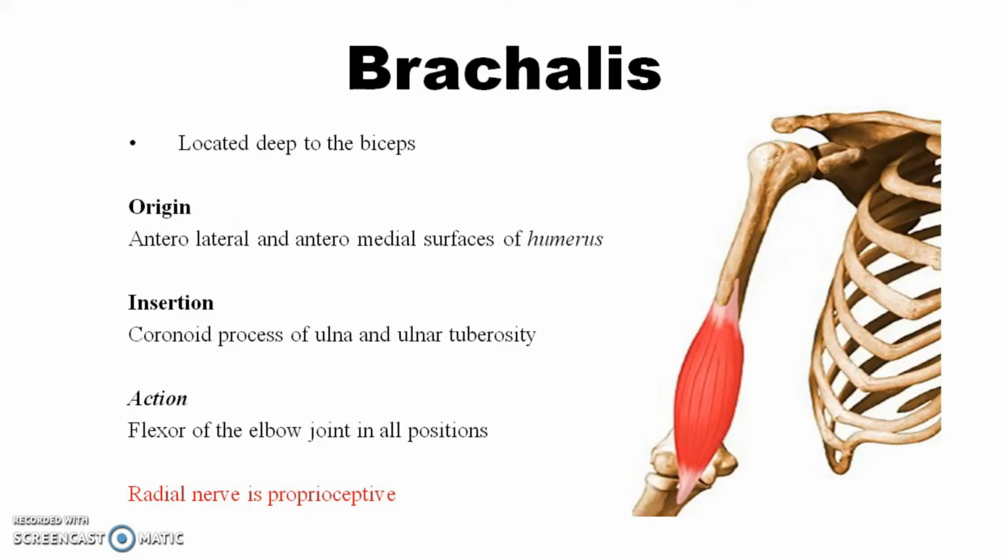So radial nerve here acts as a proprioceptive sensation. So brachialis, it is a hybrid muscle because it is getting nerve supplied by two nerves. One is musculocutaneous, another one is radial nerve. Radial nerve is going to cause proprioceptive sensation.